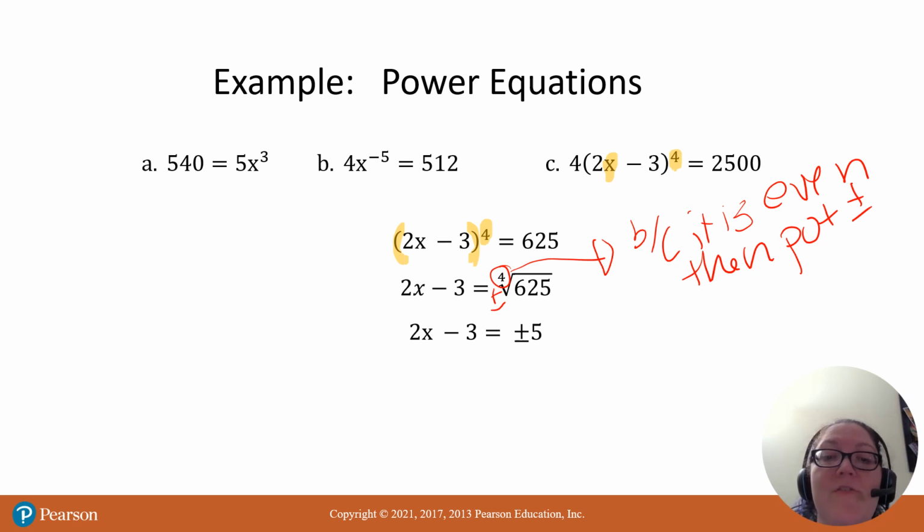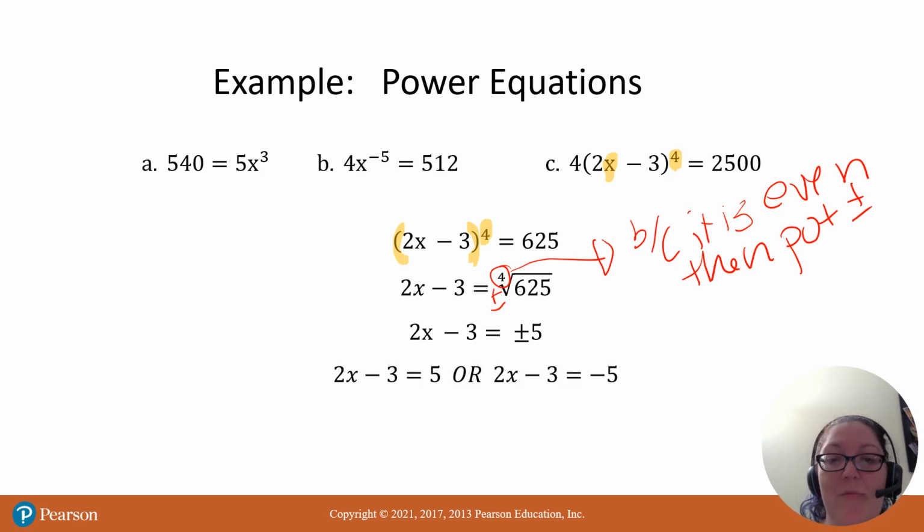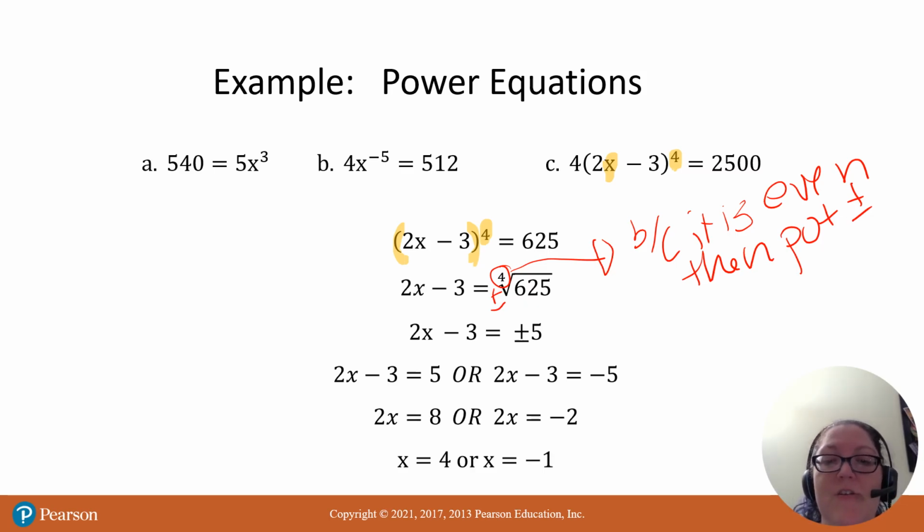So that means we have 2x minus 3 equals plus or minus 5. And I can separate that out, and I can say, well, that means I get 2x minus 3 equals 5, or 2x minus 3 equals a negative 5. And then I solve it out by adding 3 on both sides on both of those, and then dividing both sides by 2, and I get x equals 4 or x equals negative 1.